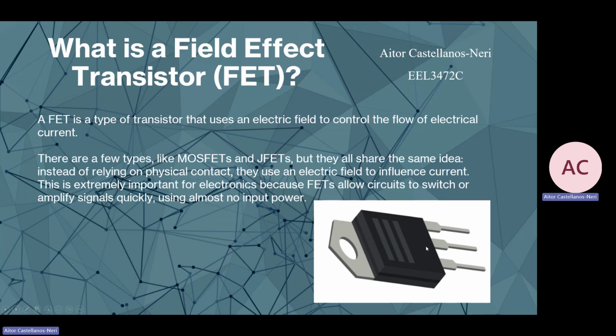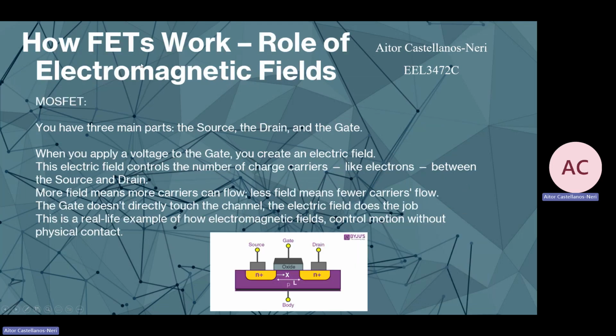And here's a little picture of a MOSFET specifically. So how do they work and what is their role in electromagnetic fields? I'm going to specifically be talking about MOSFETs. It's just the one that I'm most familiar with, and it stood out to me the most. There are three main parts: the source, the drain, and the gate.